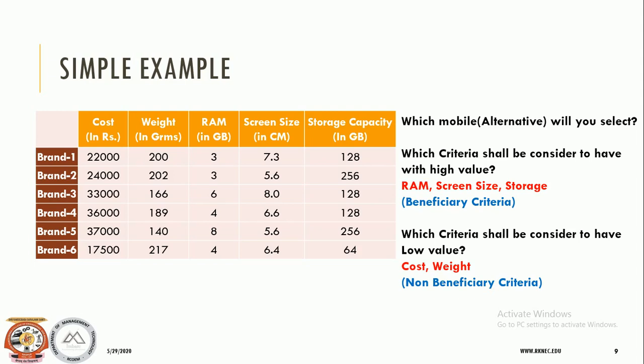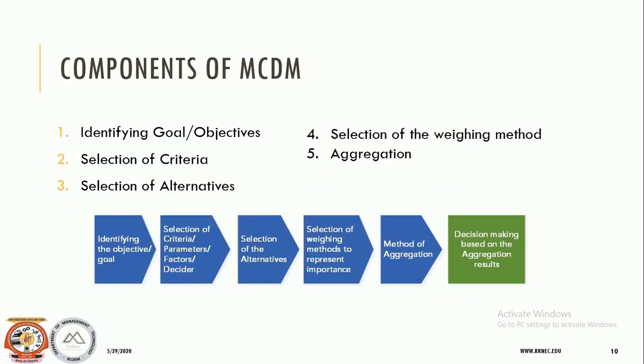So this is a simple example. We started with a simple example: if we have to get a new mobile or new smartphone, out of 6 different alternatives with respect to 5 different criteria, we need to freeze on one particular brand or one particular alternative. What will be that alternative? We will come to know whenever we apply the MCDM technique for it.